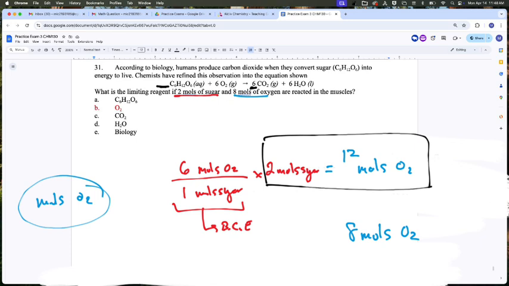Okay. Did I have to convert the 2 moles of sugar into oxygen? What if I converted the oxygen into sugar? Would that work? Yeah, it should. You do it.